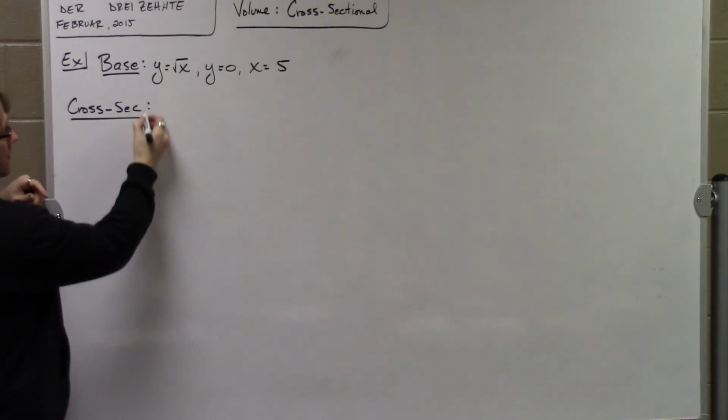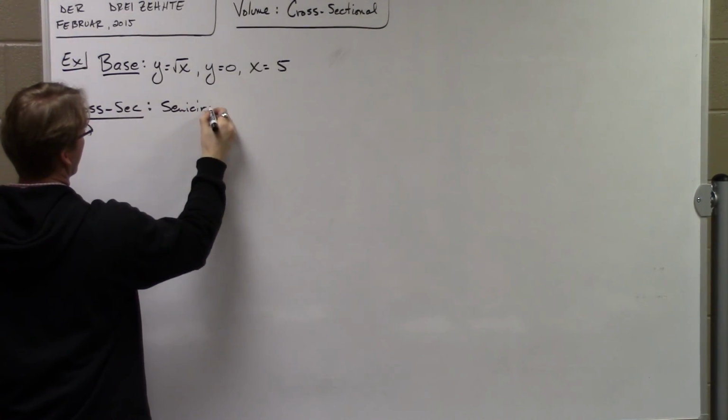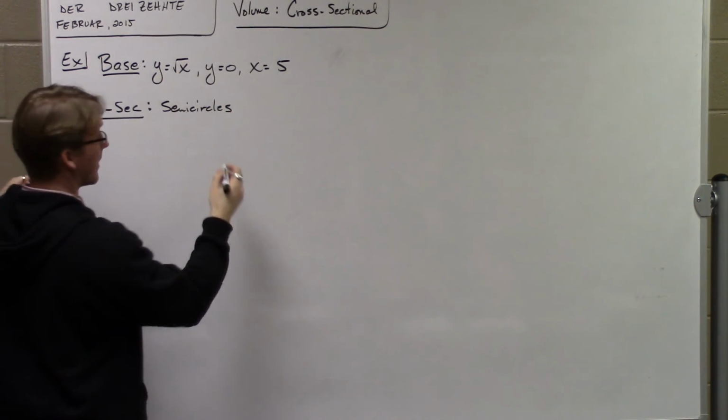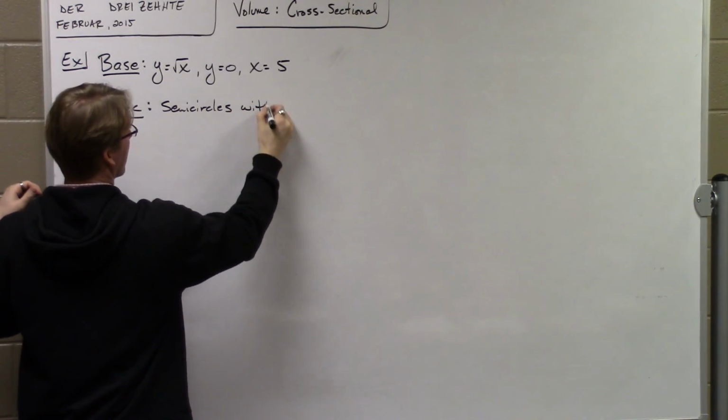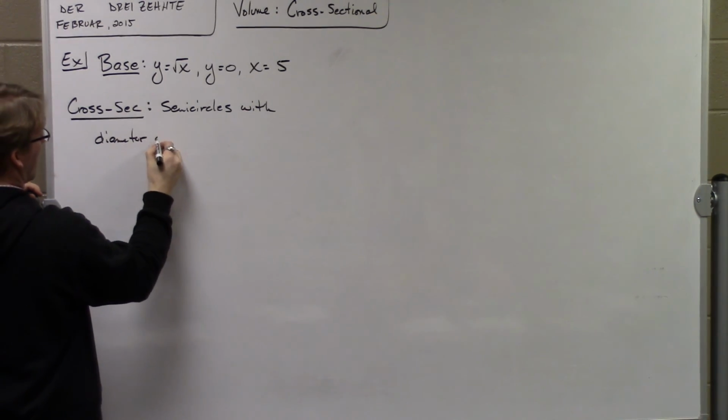For today, assume that when I say cross sections, we're going to be perpendicular to the x-axis. Semicircles? All right, semicircles. So like that one? Yeah, like that. Semicircles with the diameter on the base.